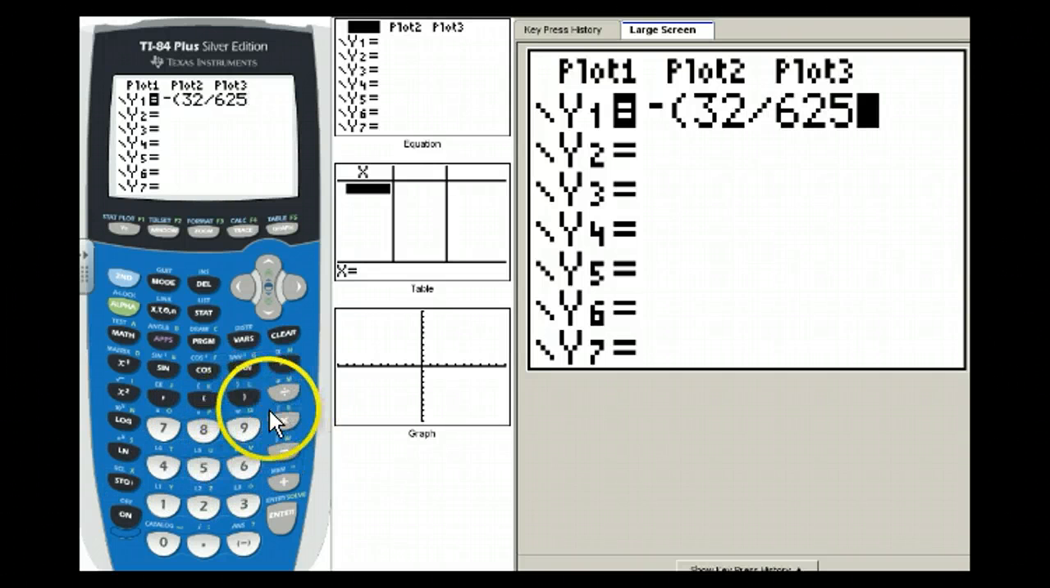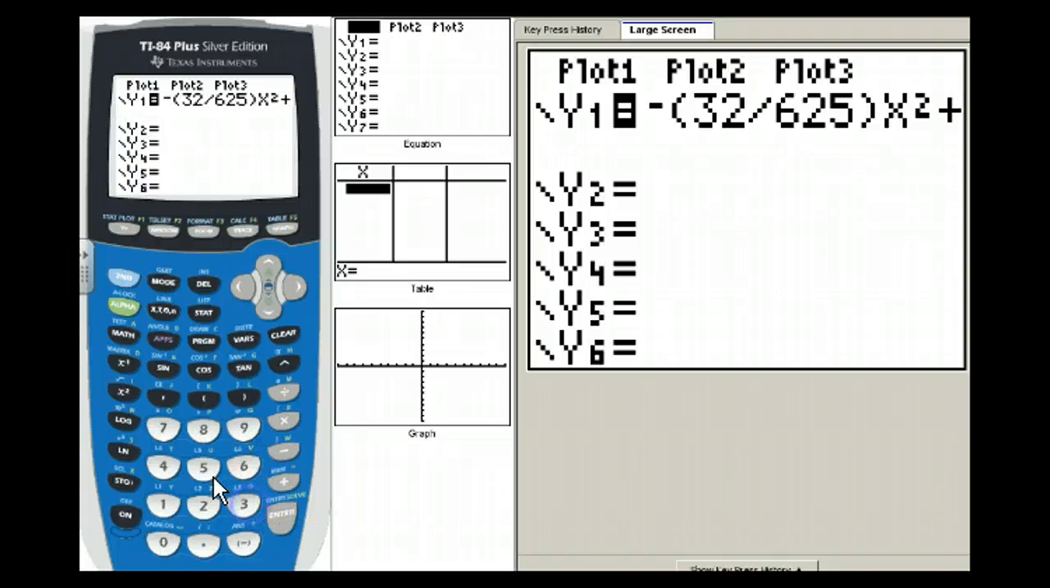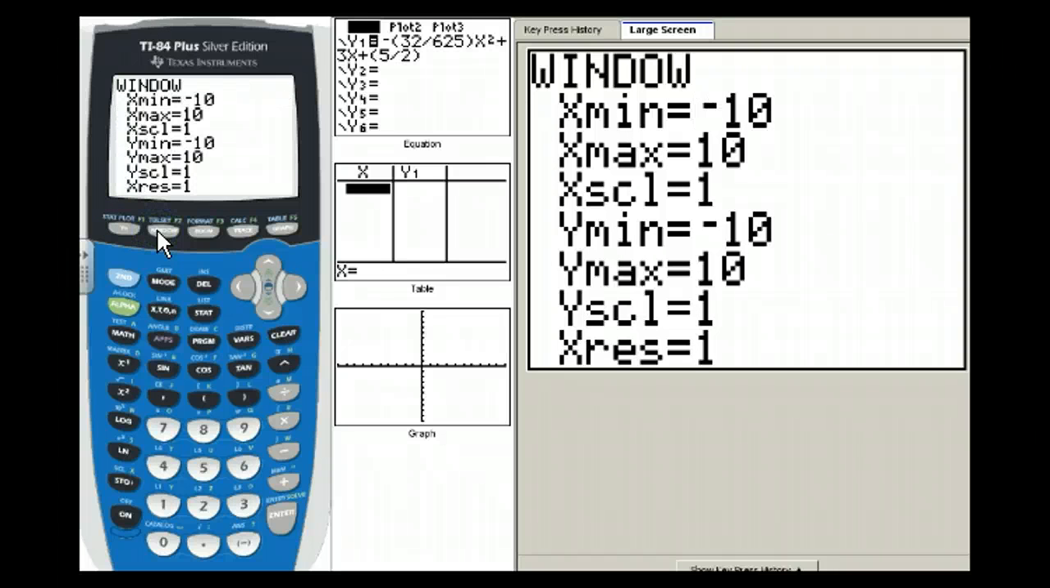So negative 625, close parentheses, x squared, plus 3x, plus, and once again, parentheses, 5 divided by 2. Of course, that could have been a 2.5. The next thing is to set the window. Right now, the calculator is set at the standard setting.